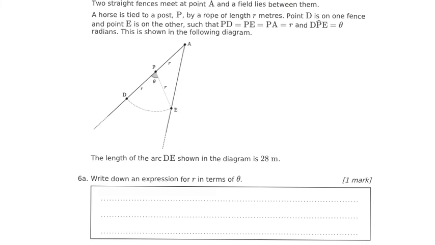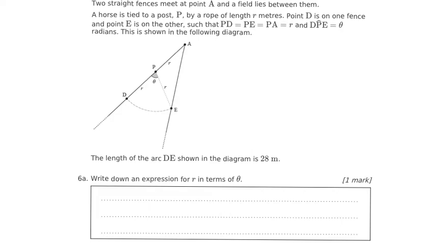2 straight fences meet at a point A, and a field lies between them. A horse is tied to a post at P by a rope of length r meters. Point D is on one fence and point E is on the other, such that PD equals PE, which equals PA, which equals r, and the angle DPE is theta in radians. This is shown in the following diagram. The length of the arc DE shown in the diagram is 28 meters.